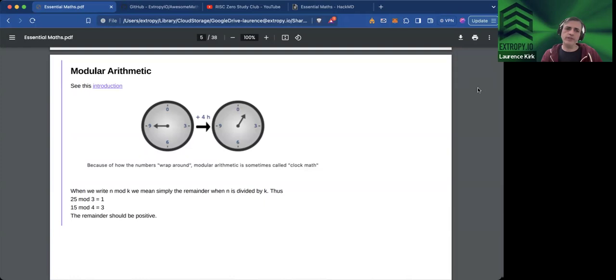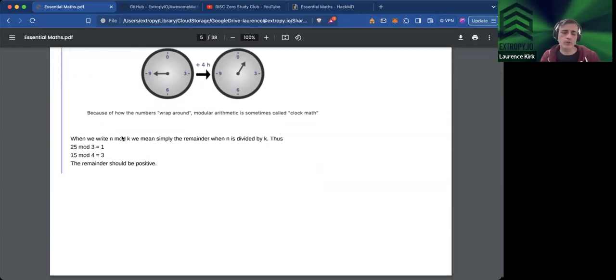And if we use the mod operator, then what we mean is that we're thinking about the remainder when one number is divided by another. For example, if you take the number 25, you do mod 3, the remainder is 1, and 15 mod 4, the remainder is 3, and the remainder is going to be positive.